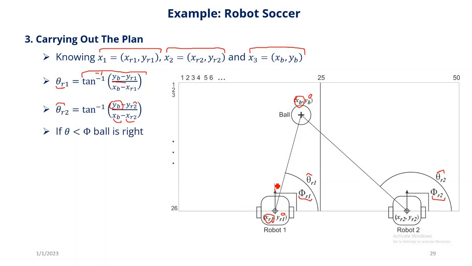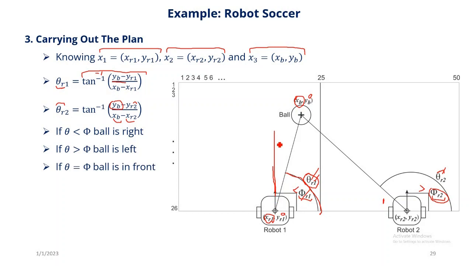So clearly, if you are facing this direction and this is the angle you have, and this angle is less than this angle, you know that the ball is to the right. But if this angle is greater than this angle, then you know the ball is to the left of the robot. If this one is equal to this, it means that both of the angles are the same on a straight line. What does that mean? It means the ball is in front of the robot. If both angles are equal, the ball is in front of the robot.